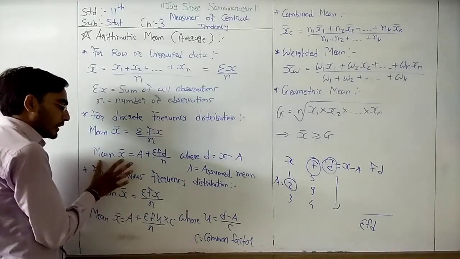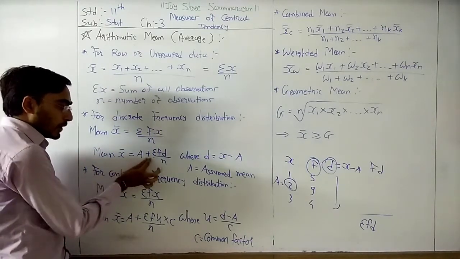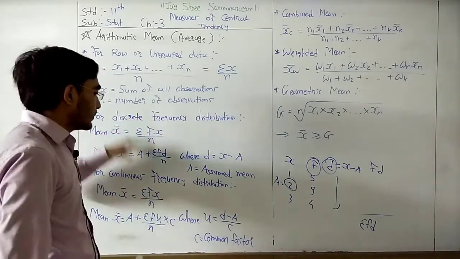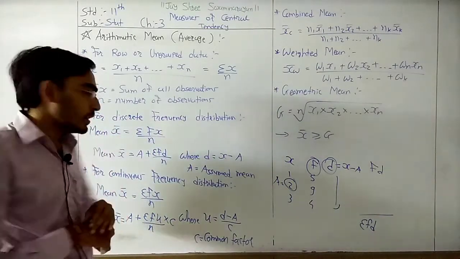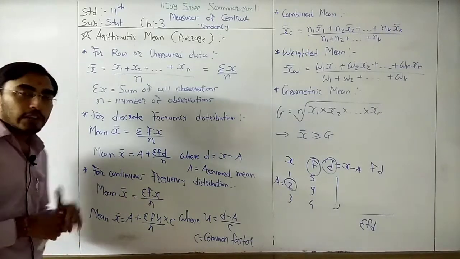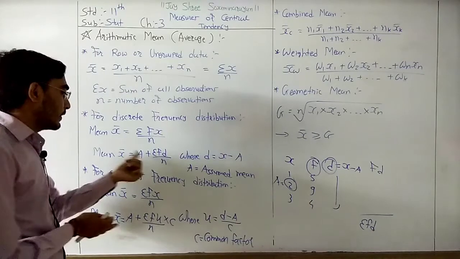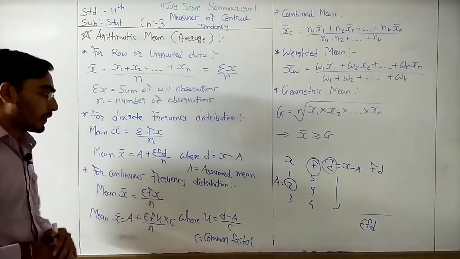That answer we need to put here. So mean X bar is equal to A plus sigma FD divided by N. We can use any formula. If your numbers are very small, then we can directly use the direct method. If our numbers are very large, then we can use this method.